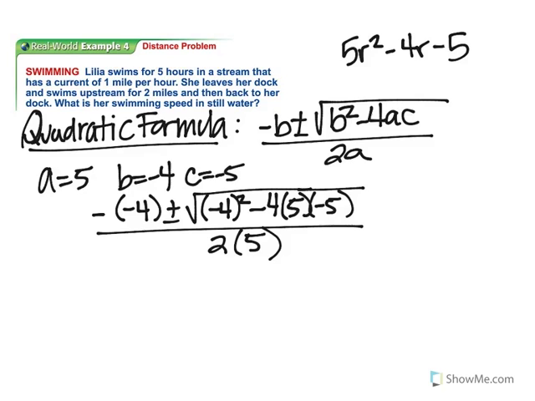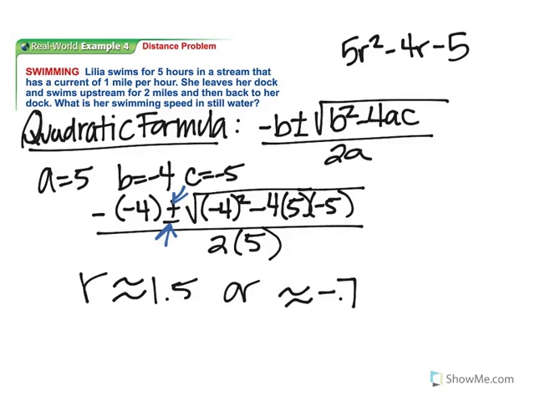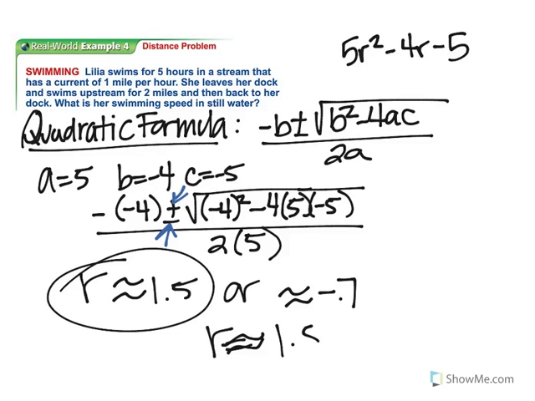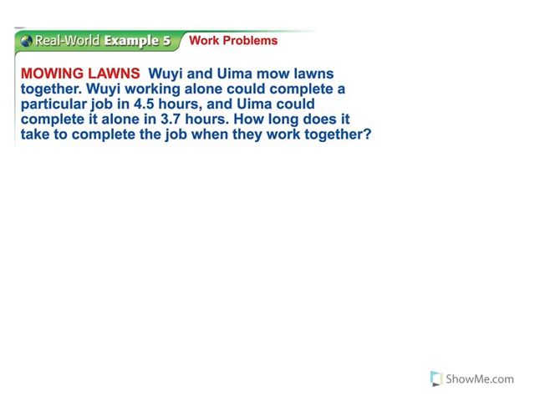So when you plug this into the calculator, the first thing you want to do is type this out, but you're only going to use one of the signs. So you're going to use the plus sign first, and then the second time you'll go back and highlight, and change this sign to a negative sign, and you'll end up getting 2 answers. So r is roughly about 1.5, or about negative 0.7. Since we're talking about speed, we need our positive answer. So our rate in still water is about 1.5 miles per hour.